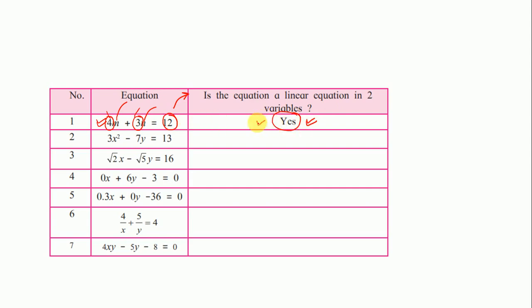So the comment is yes. Now let's see the next equation, 3x square minus 7y equal to 12. If you see the equation, the power of x and y should be 1. As per the definition, the variable's degree should be 1. But here you can see the degree of x is 2, not 1, and the degree of y is 1. So the first condition is not satisfied.